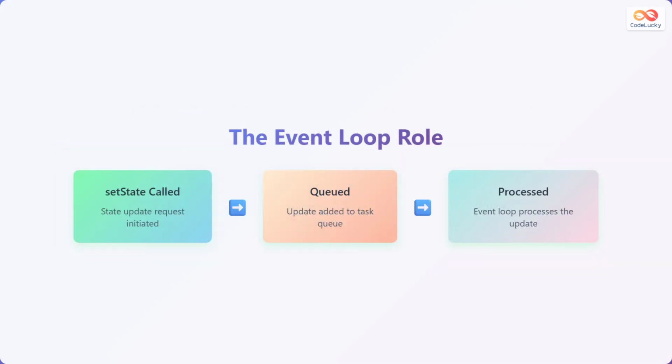The event loop plays a crucial role in managing asynchronous state updates. When setState is called, a state update request is initiated. This update is then added to the task queue. Finally, the event loop processes the update, ensuring it's handled efficiently in the background.